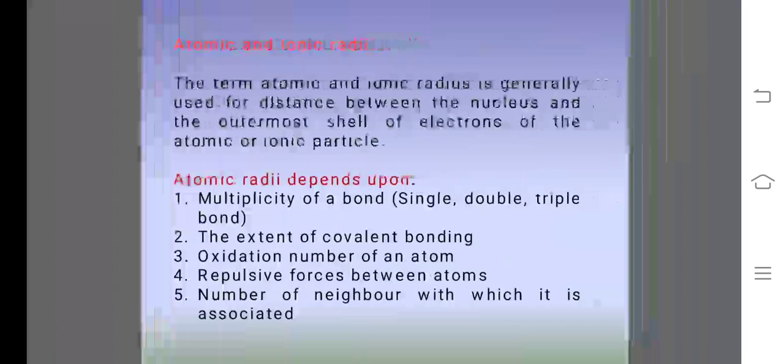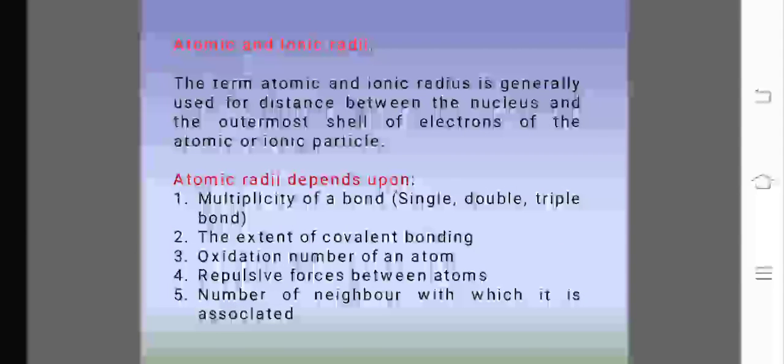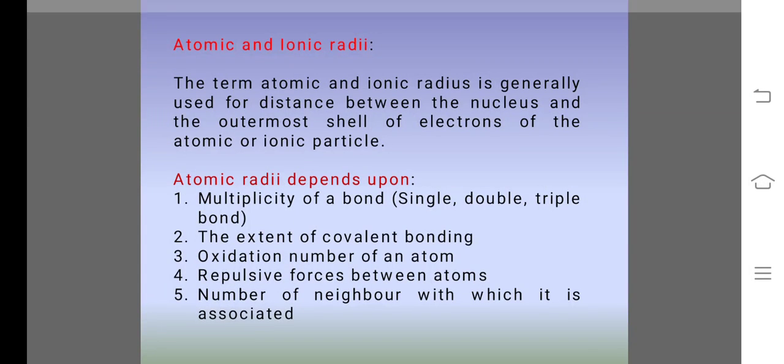The term atomic and ionic radius is generally used for the distance between the nucleus and the outermost shell of electrons of the atomic or ionic particle. If there is an atom, then the distance from the center of the nucleus to the outermost shell or outermost electron is called the atomic radii. And when the atom is in its ionic state, then the distance from the center of the nucleus to the outermost electron is the ionic radii.